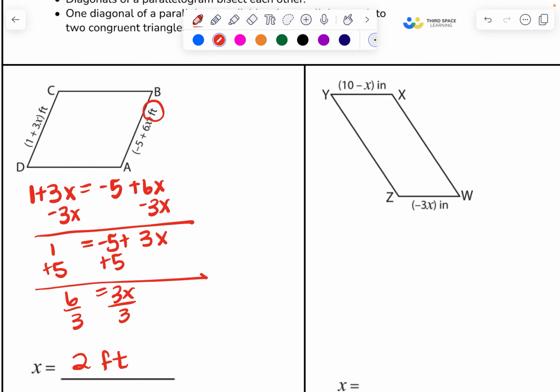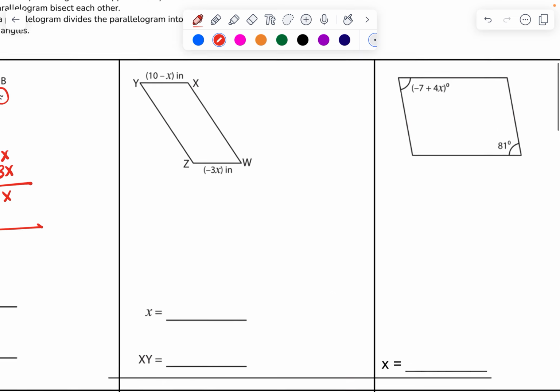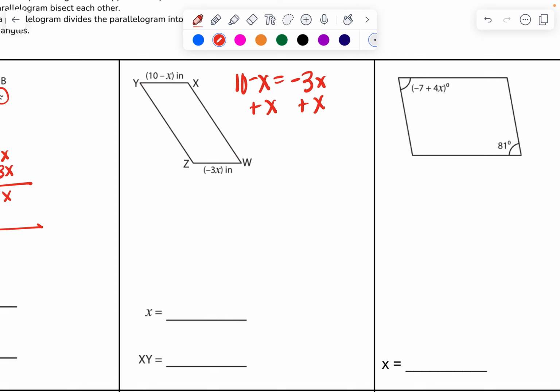Make sure you're labeling. Same thing here. Our opposite sides are congruent. So 10 minus x equals negative 3x. Adding x to both sides, I'll get 10 equals negative 2x. And then dividing by negative 2, I'll get x is negative 5.